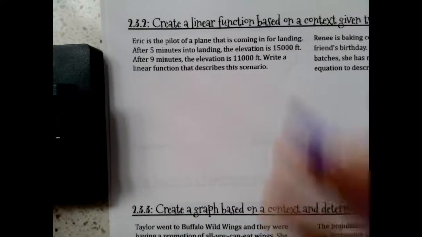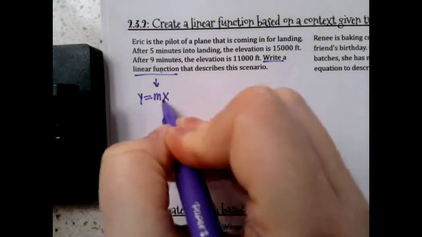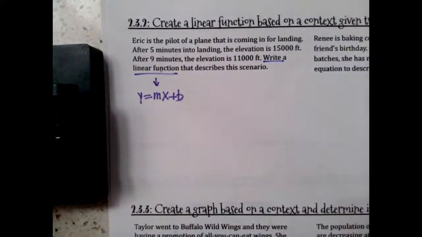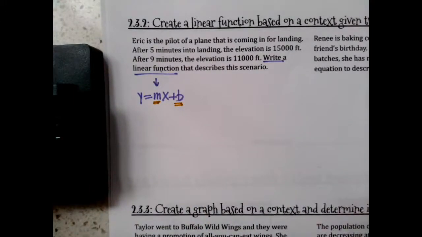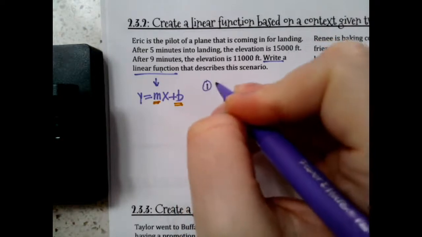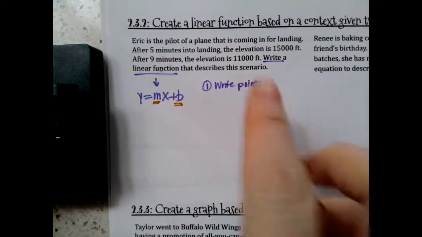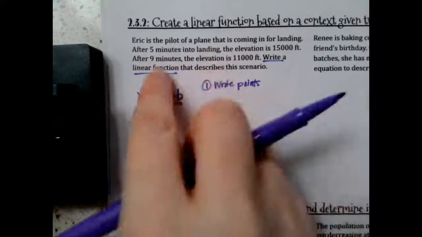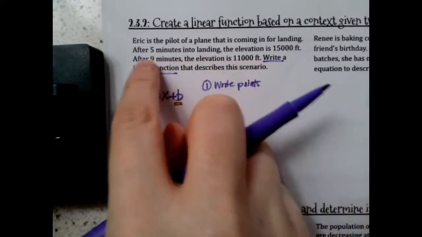Whenever it says the phrase, write a linear function, it means y equals mx plus b. In order to do that, we need a number for m, and we need a number for b. Those are the two things that we need to find. Our first step is to write our points. We need 2 coordinate points, and they give us those in words and not in points, so you look for the numbers and information and relate them together.